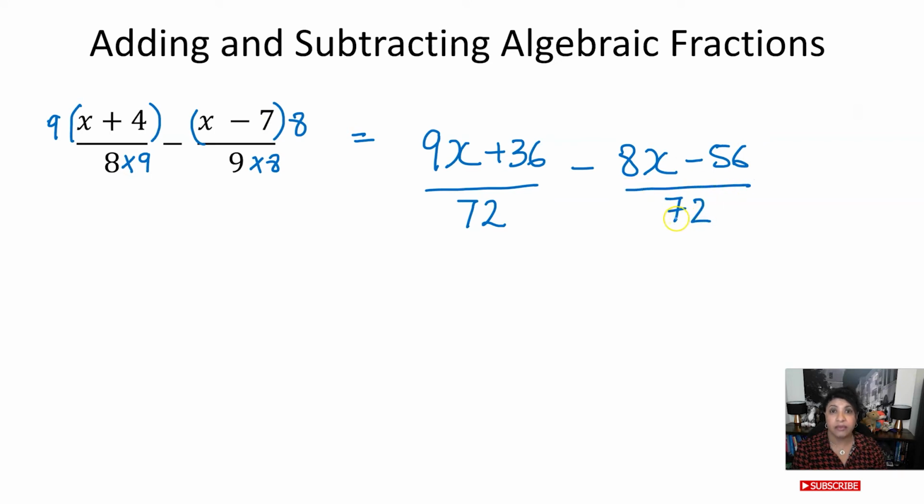So now I have the same denominator, I can subtract. 9x take away 8x is just x. So 36 minus negative 56. Negative and negative become positive, so I have positive here. 36 add 56, it is 92. Everything divided by 72. So this can't be simplified anymore, and that is your final answer.